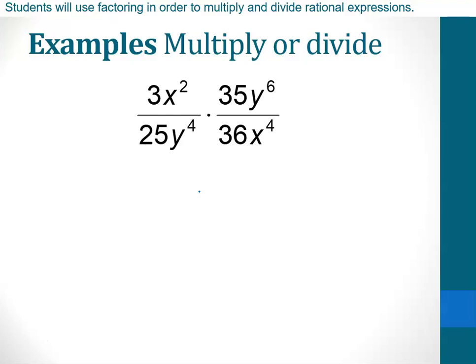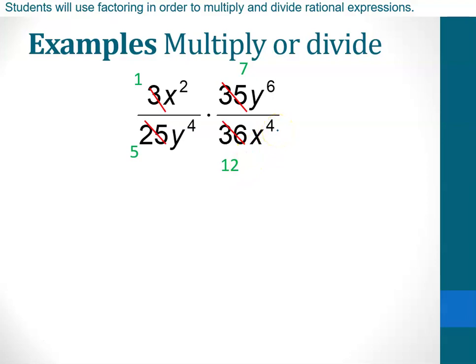Okay, so the next one we have 3x squared divided by 25y to the 4th times 35y to the 6th divided by 36x to the 4th. So what we're looking for here is, are there common factors or things we can cancel? Well, I notice that 25 and 35 both divide by 5. 25 divided by 5 is 5. 35 divided by 5 is 7. So now I have a 5 and a 7. Now I look, what about my other numbers? Well, I see 3 goes into 36. 3 goes into 3 once, 3 goes into 36 12 times. So in my numerator now I have a 1, an x squared, a 7, a y to the 6th, a 5, a y to the 4th, a 12, and an x to the 4th.